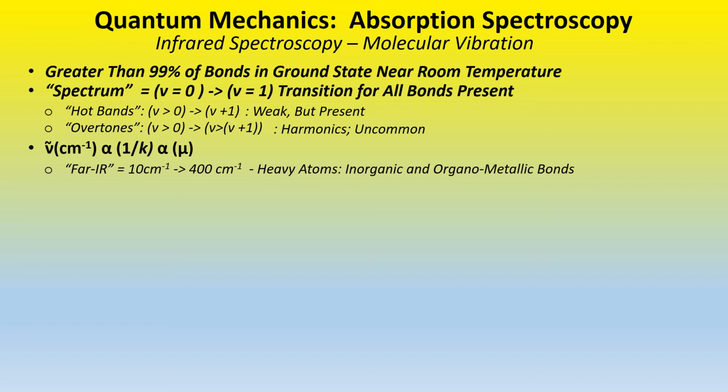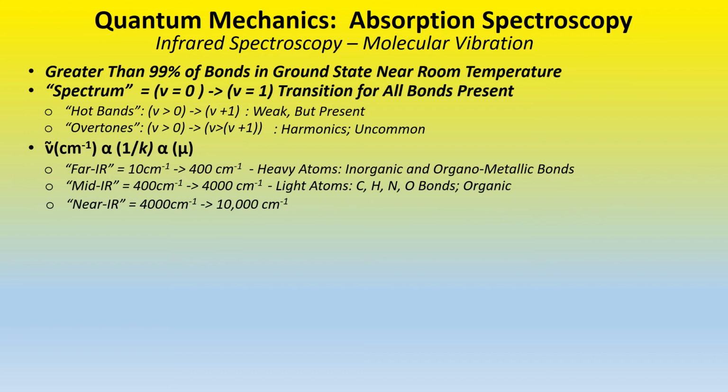The most common, the mid-range, from 400 to 4,000 reciprocal centimeters, is where most organic compounds lie, because this is where your lighter atoms, like carbon, hydrogen, nitrogen, and oxygen, will form the reduced mass, so the bonds would fall in this range. More interesting from a future career standpoint is what's known as the near IR, from 4,000 to 10,000 reciprocal centimeters. Technically, these are reserved for organic hot bands.